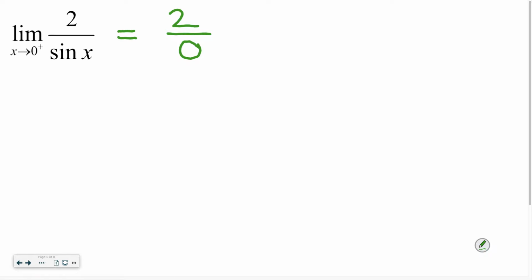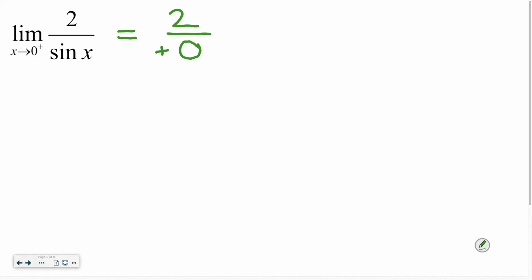We are talking about a right-hand limit, so let's think about as we approach 0 from the right. The right side of 0 would be like pi over 4 and pi over 6 and pi over 8, and so on. So coming from the right side of 0, what kind of values does the sine of x have? Positive. Good answer. So we're coming at 0 from the positive side.